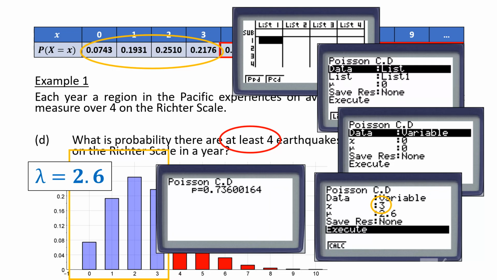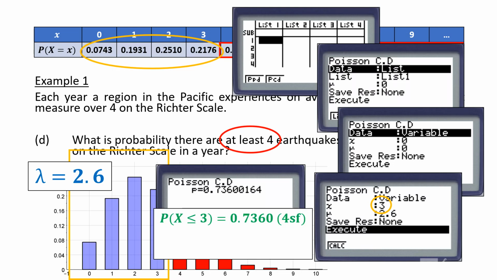I don't want that section, I want the other section, so I'm going to be clever and I'm going to subtract it away from 1. 1 minus 0.7360 gives us a probability of greater than or equal to 4, at least 4, equal to 0.2640.